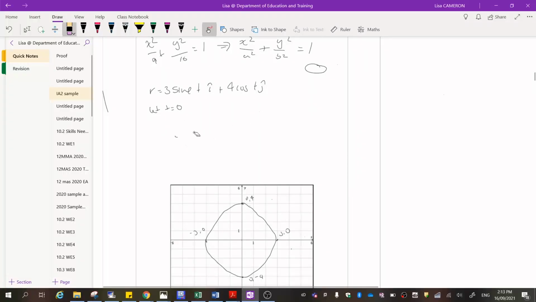So let's do something else, let t equal a different value. Let's sub in t as 1. Then we get 3 sin 1 plus 4 cos 1. You'd need a calculator to find sine of 1, but this ends up equaling about 3. So at t equals 1, we've got a point at 3.